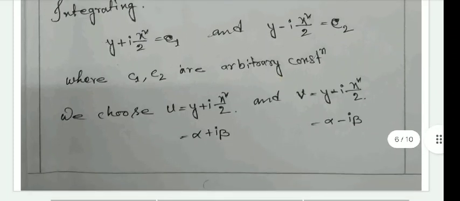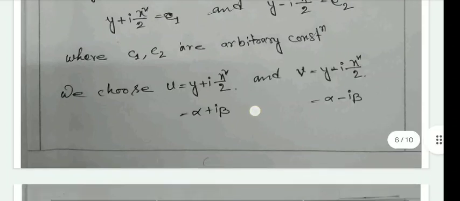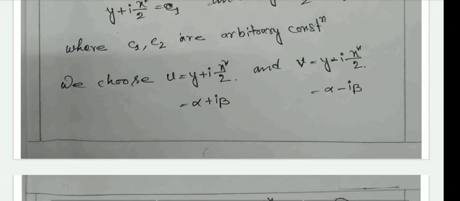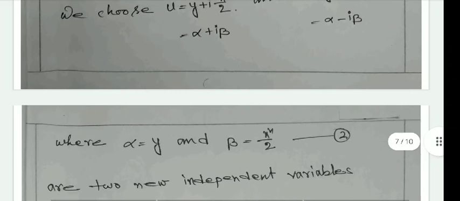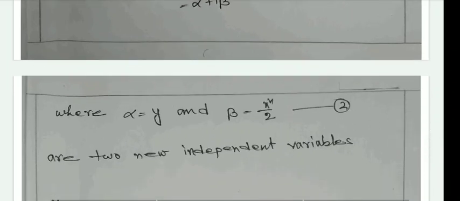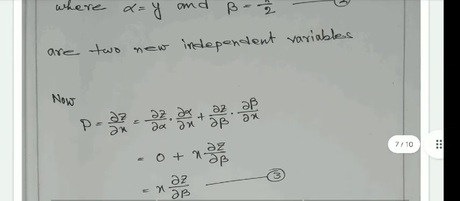Now we choose u and v, where u is y plus ix square by 2 and v is y minus ix square by 2. We let u equal alpha plus i beta and v equal alpha minus i beta, where alpha is y and beta is x square by 2. Alpha and beta are two new independent variables.